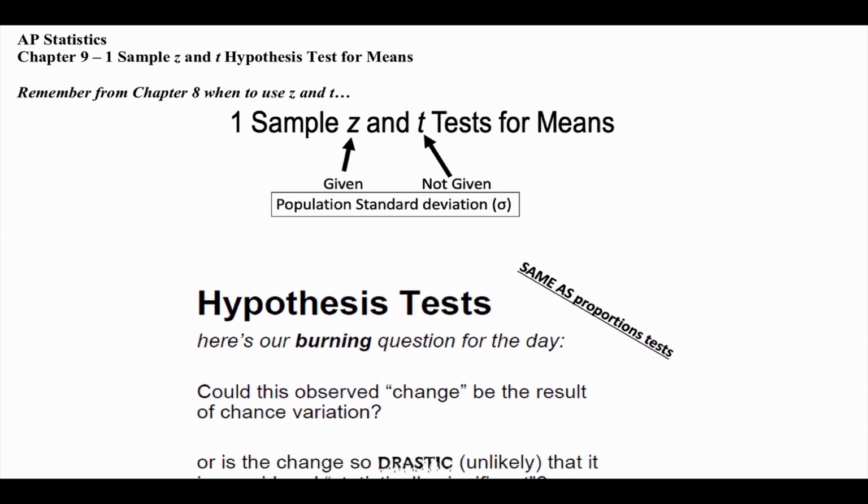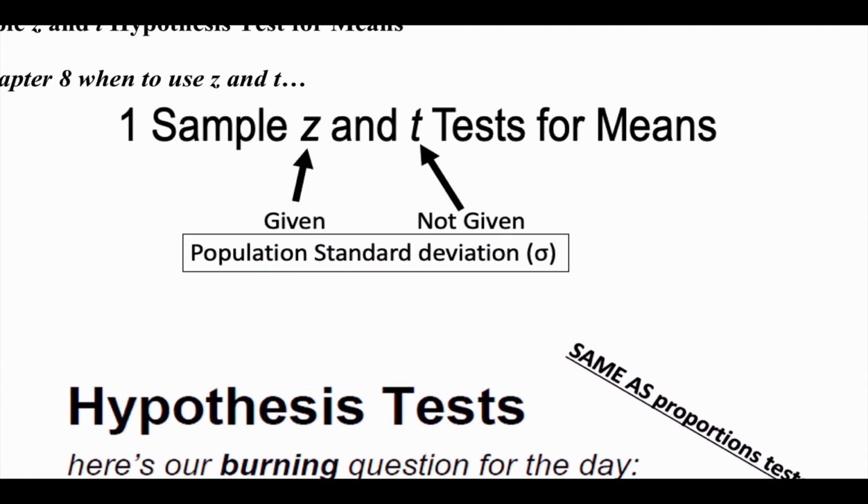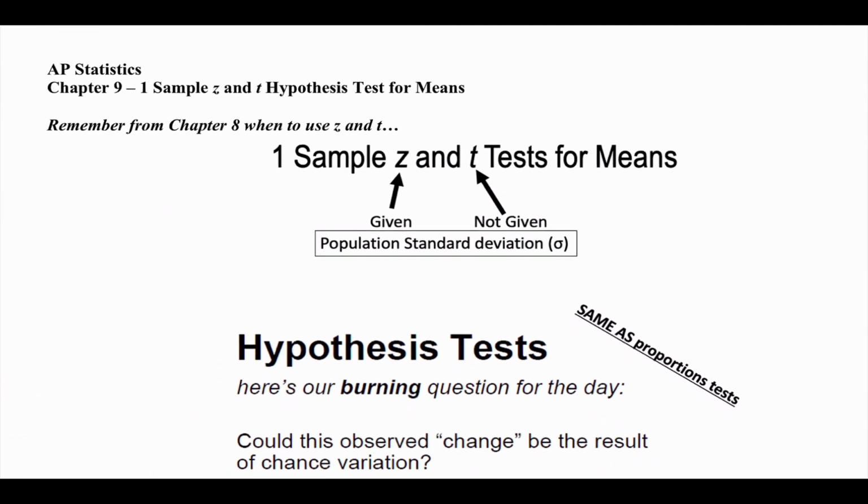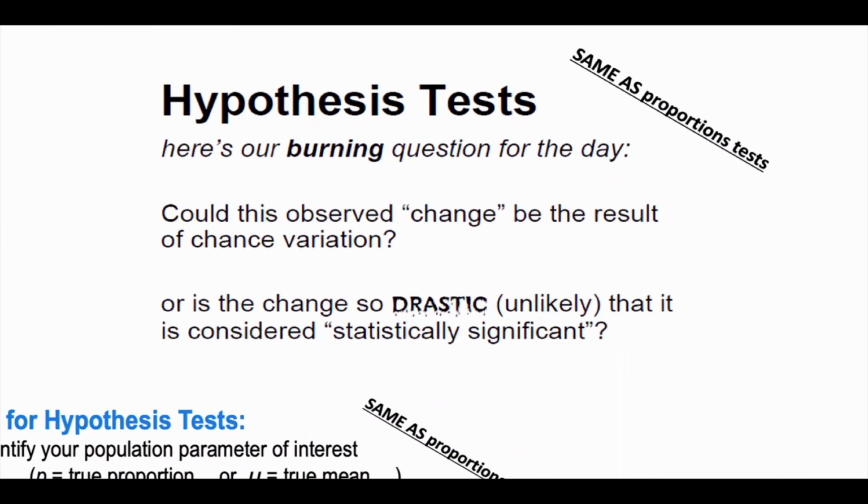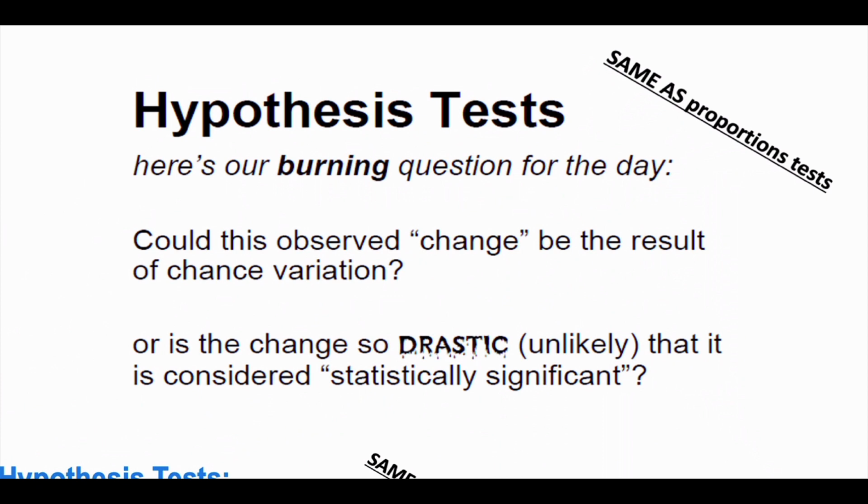If the population standard deviation is given, it's Z. If it's not given, which most of the time it will not be given, we will have a T situation, right? We had that in chapter 8, right? All right. This is the same thing. You literally have this in your notes from last time because it's the same question. We're asking the same question, just not with proportions, with means. Okay?